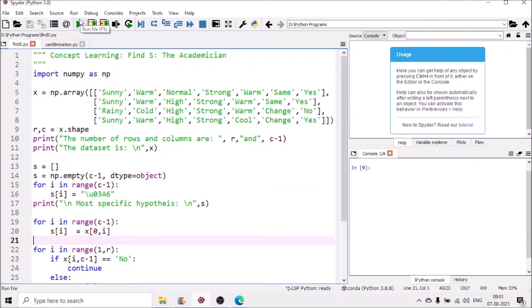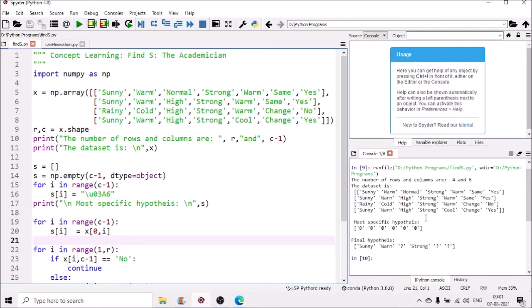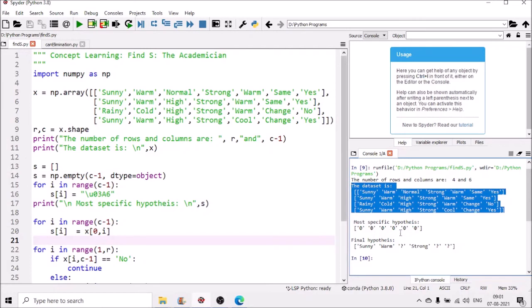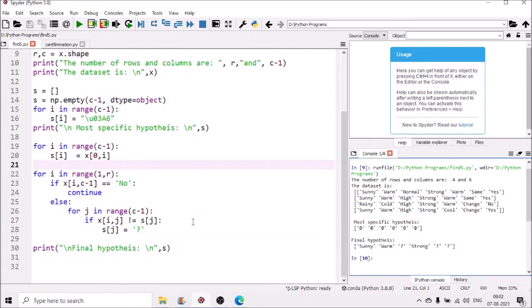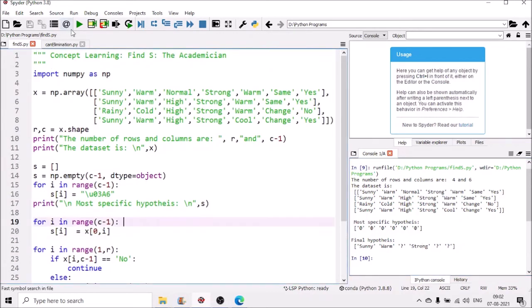We can execute it. The number of rows and columns are 4 and 6. This is the data set. This is our most specific hypothesis. Here we entered the 5, and the final hypothesis is this one: sunny, warm, strong, question mark, question mark. So you can easily write it and execute it.